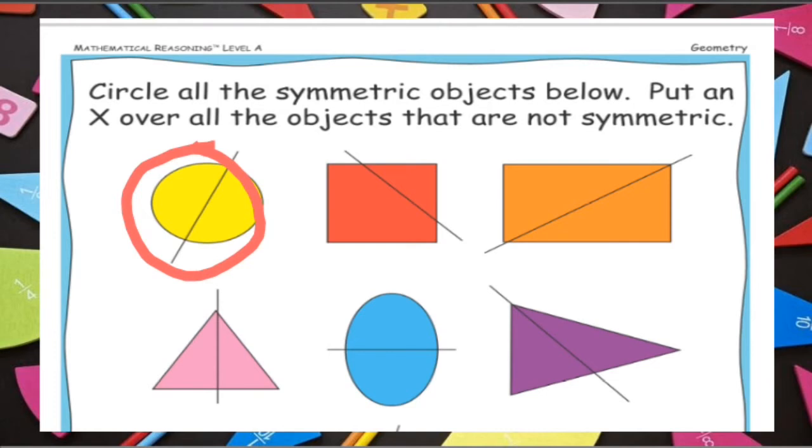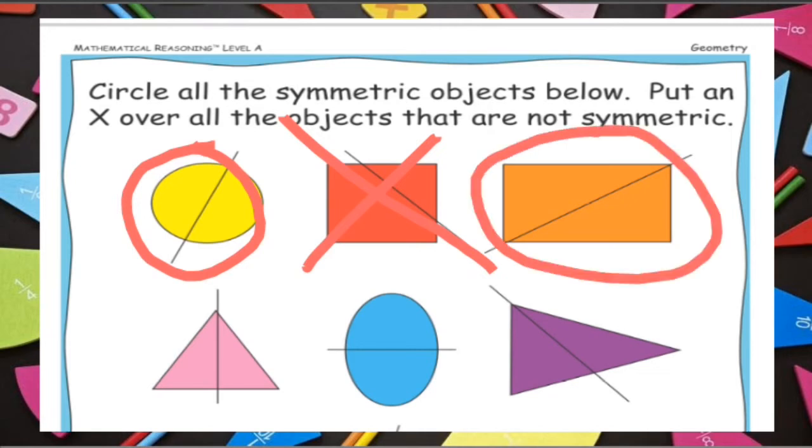What about the red square or the red rectangle? No, it is non-symmetric. These are not two equal parts, so I'll cross it. What about this rectangle right here? Of course it is symmetric. You can see the line of symmetry is going through to make two equal halves, so I'll circle it right here.